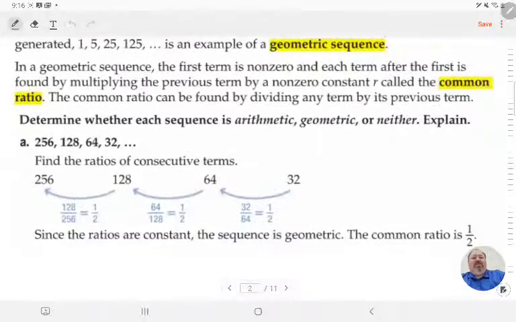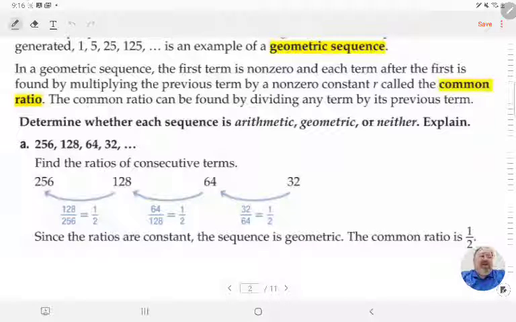So it says to determine for each sequence, is it arithmetic, geometric, or neither? And then explain. So if we have 256, 128, 64, and 32, well, we can find the ratios of consecutive terms. So we would take 128 divided by 256. That would give us 1/2.